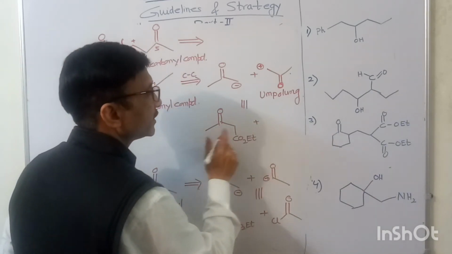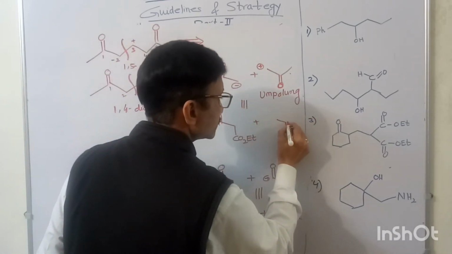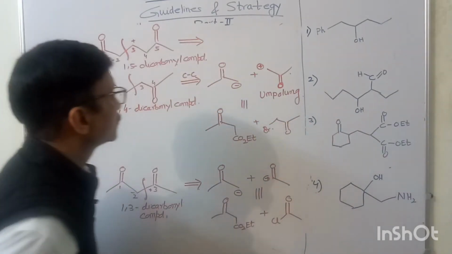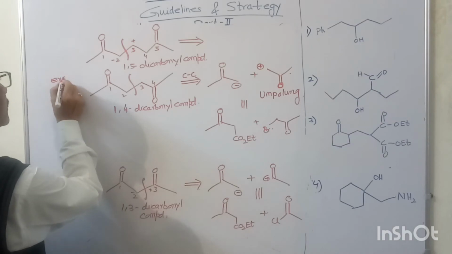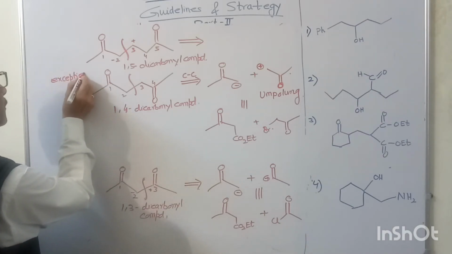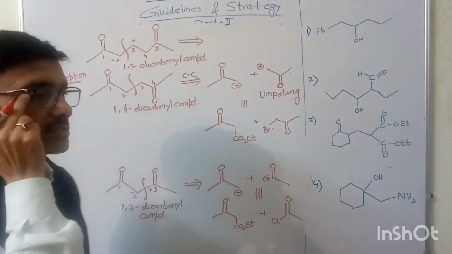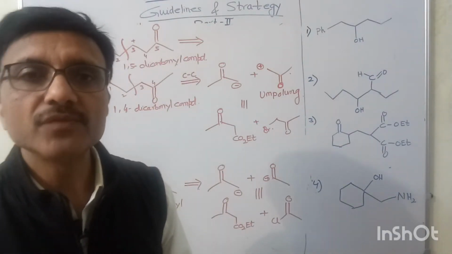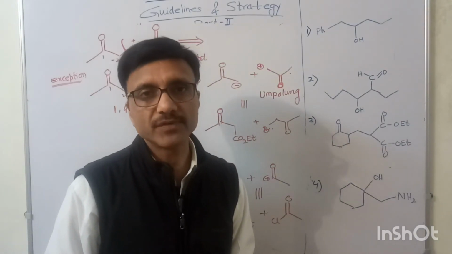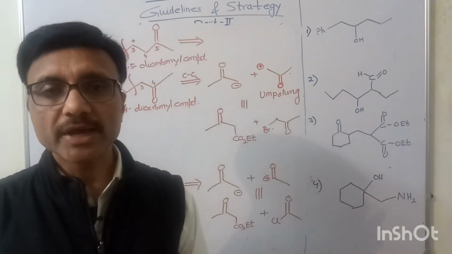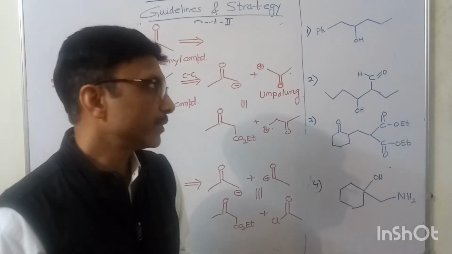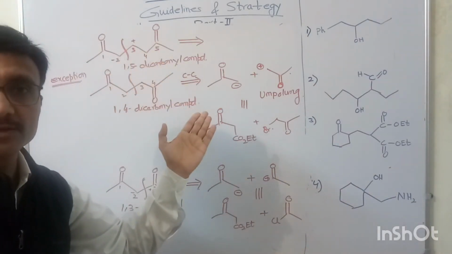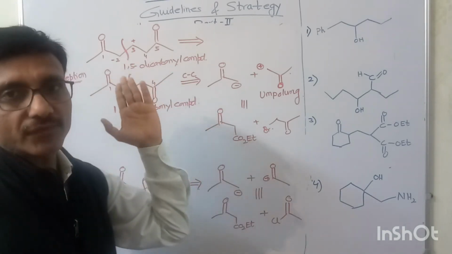convert it into an active methylene compound, and this will be the synthon. Okay, so this is also an exception where you are getting the umpolung. In the next lecture we will see more about the umpolung, where you will see that the 1,2 difunctional compound and the 1,4 difunctional compound give umpolung.